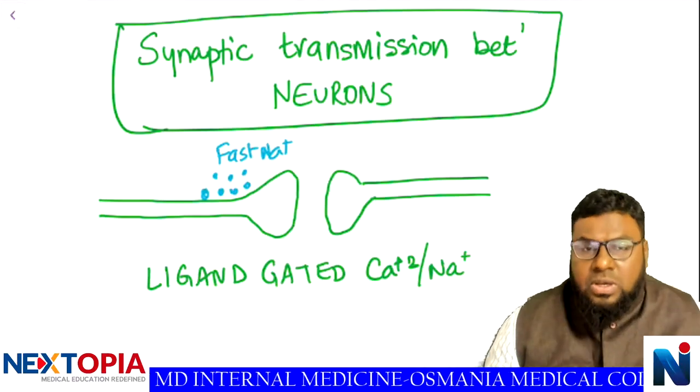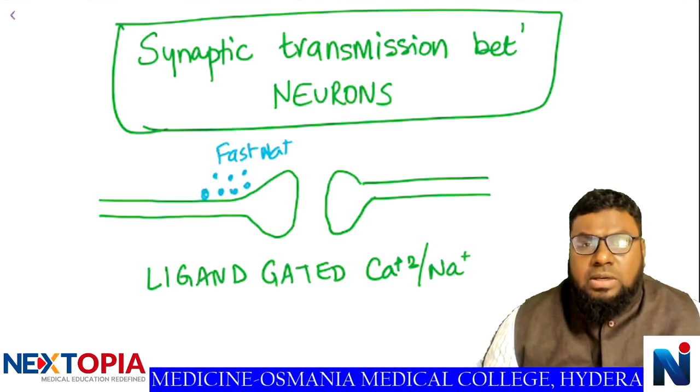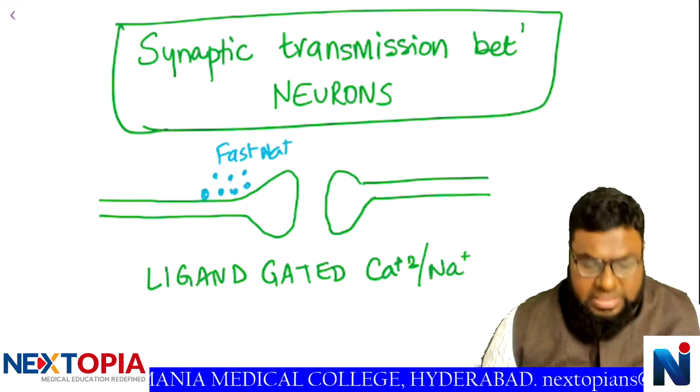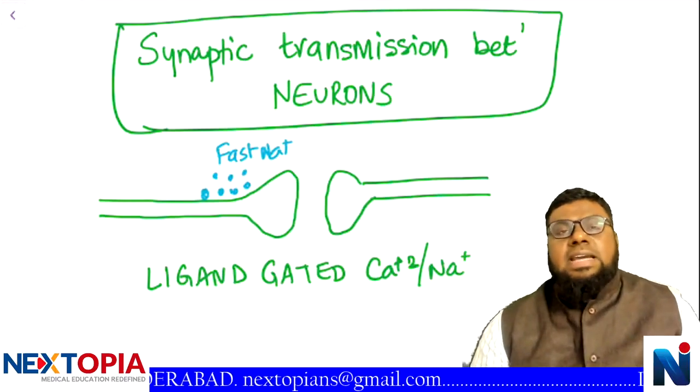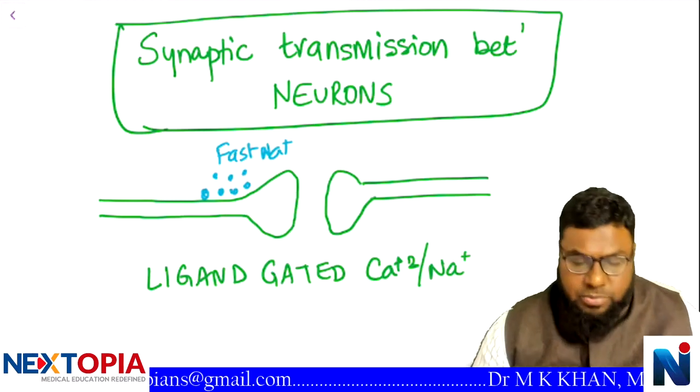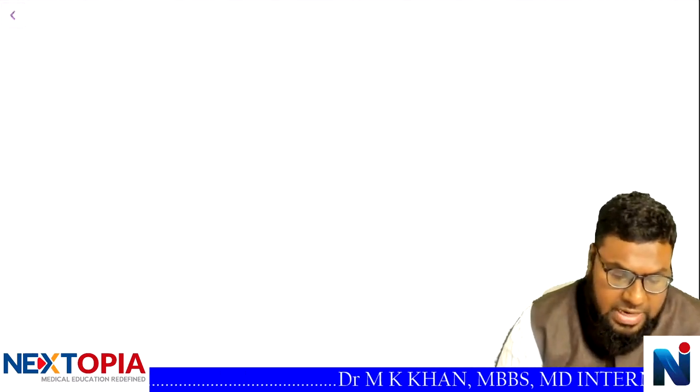And there is one important property of this synaptic transmission between neurons. You call it the excitatory postsynaptic potential.